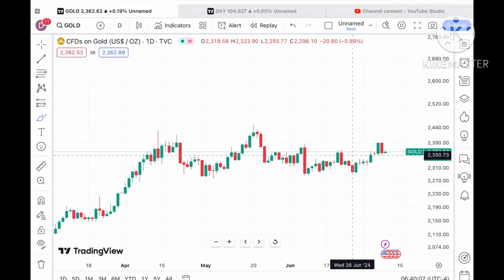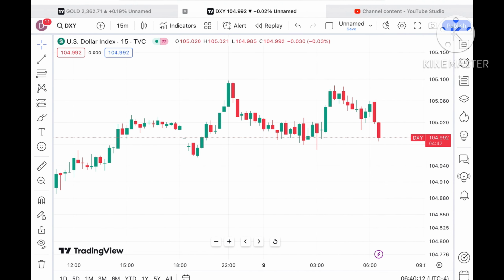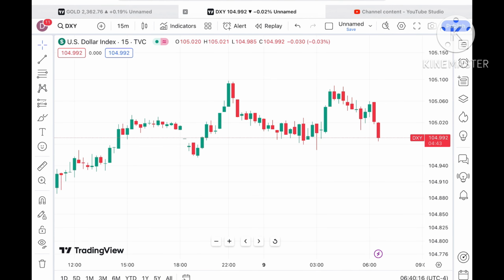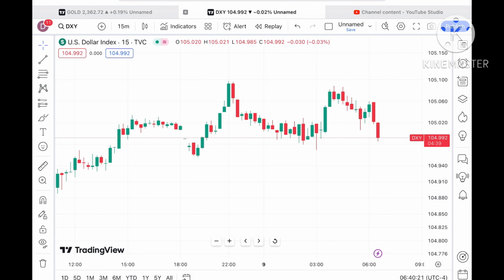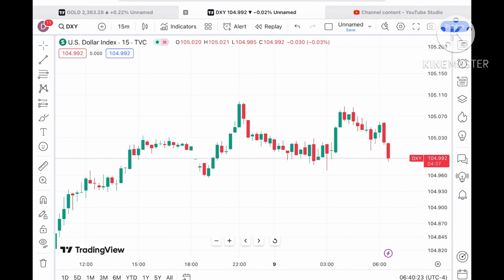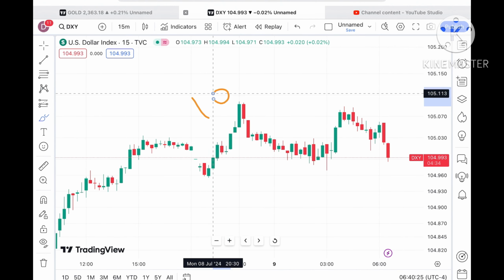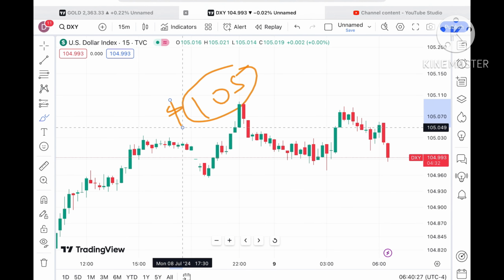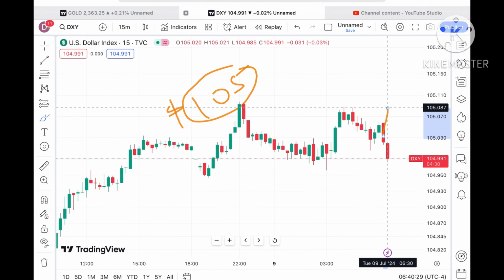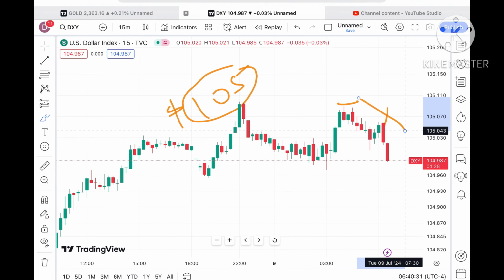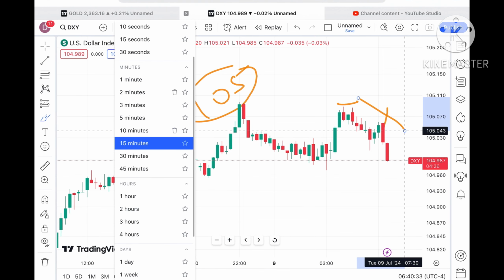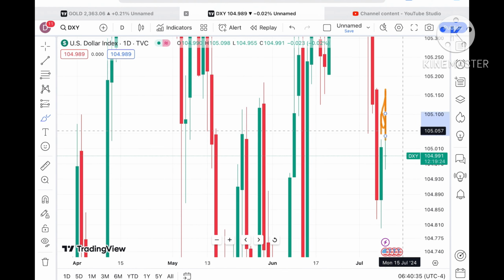Now if you go and look at the dollar index, you have to understand that the dollar index plays an important role in deciding the price of gold as well as other commodities' movement. Now it is going below a level of $105. Looking at this particular chart, this is a 15-minute chart I'm showing you. The price has moved and touched a level of 105 and then came down again. Going back to the dollar index chart, you will see clearly how the price is moving.